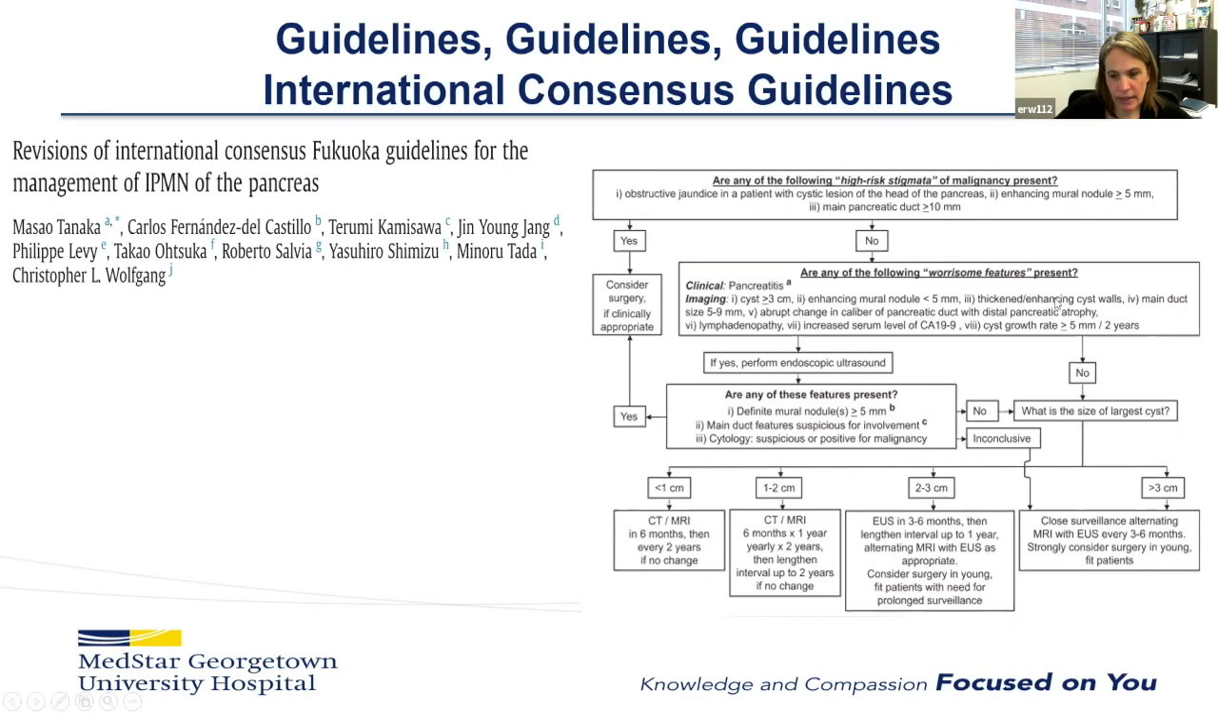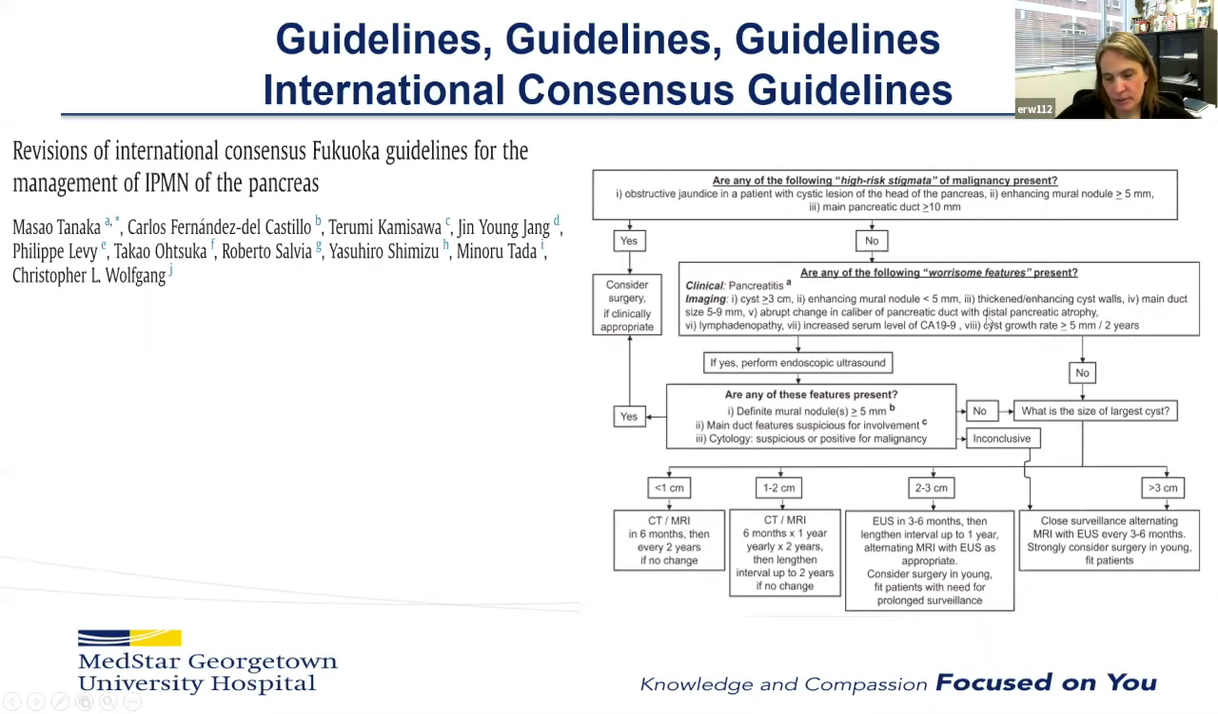Then thickened or enhancing cyst walls. This is also a worrisome feature, like nodularity. Main duct size that's enlarged but not at the threshold of 10 millimeters. An abrupt change in the caliber of the pancreatic duct with atrophy in the left pancreas.